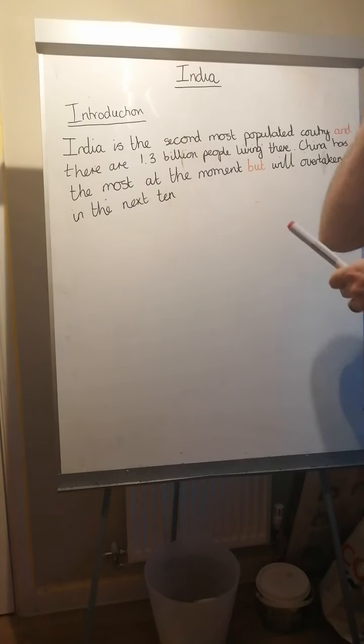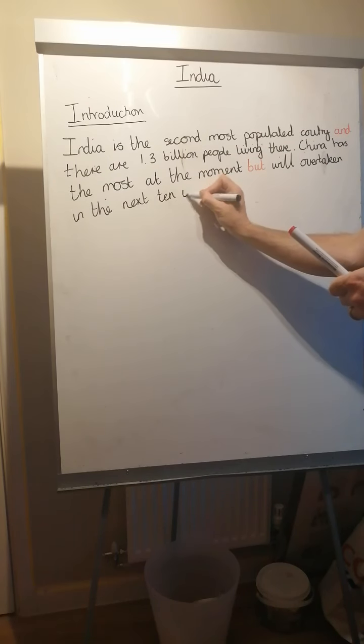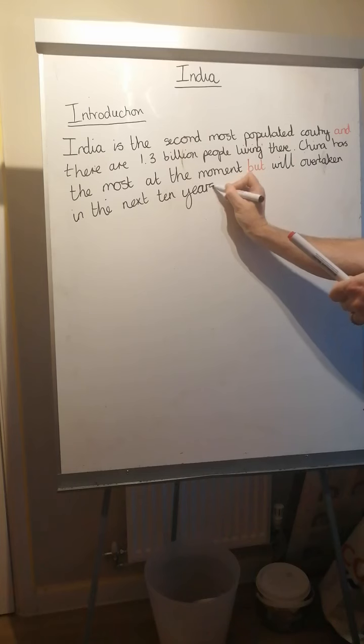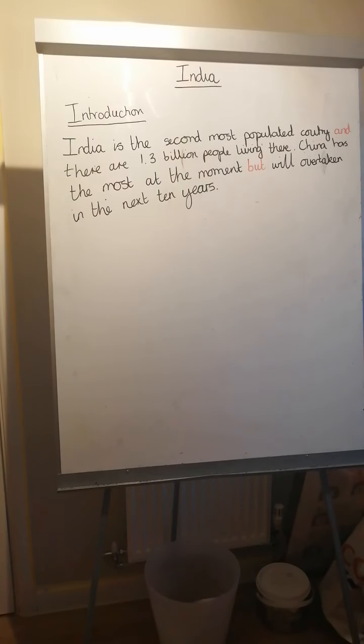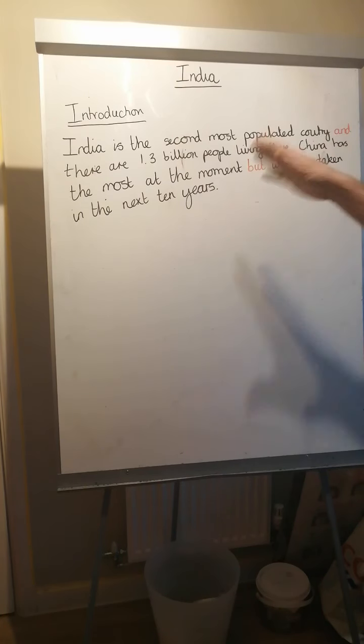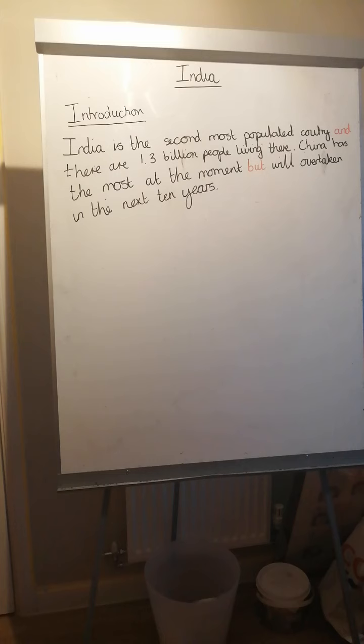You could write 10 as a number, or you can write 10 as a word. You should really be writing it as a word, but it's not the end of the world if you don't. Okay, so obviously we've spent a lot of time talking about adjectives and things like that. You don't need to worry too much about them in this part of the report. Okay, let's reread it again. India is the second most populated country, and there are 1.3 billion people living there. China has the most at the moment, but will be, see, this is why you need to check your work, but will be overtaken. I've got enough space to rub that out.